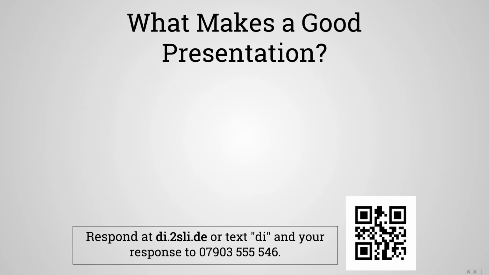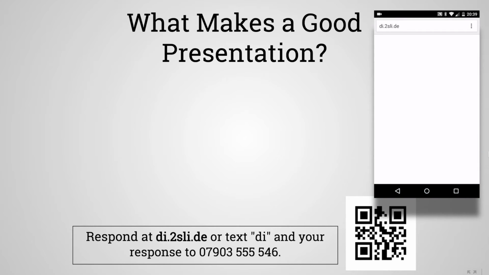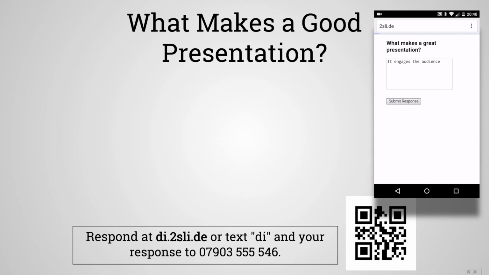Another way to interact is to ask your audience a question. Here, I've asked what makes a good presentation, and the audience can respond online or with a text message. The easiest way to respond is to scan the QR code with a smartphone camera, or just type the address for the question, in this case, di.2sli.de. I'm writing, it engages the audience for the answer.